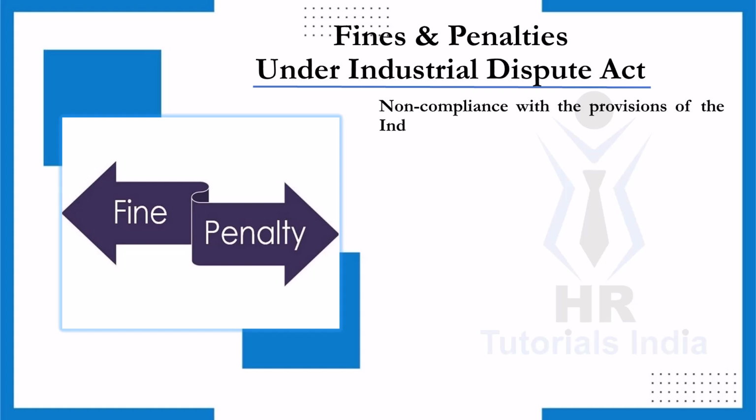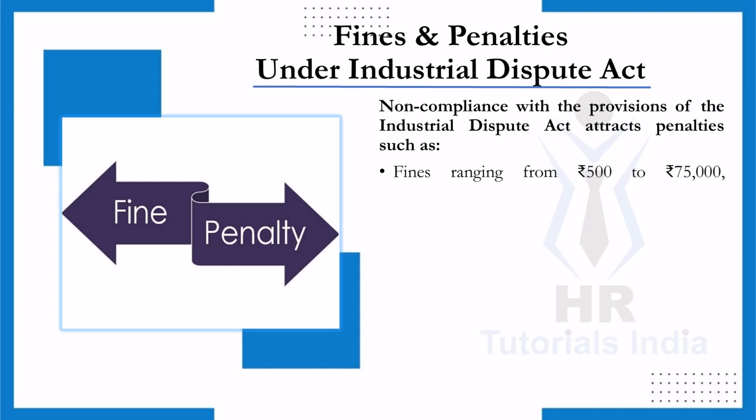Non-compliance with provisions of the Industrial Disputes Act attracts penalties. Non-compliance with certain provisions of the Act can result in fines that vary based on the severity and nature of the offence. These fines can range from 500 rupees to 75,000 rupees and are designed to penalize violations such as failure to follow dispute resolution processes or breach of employment regulations. The graduated nature of the fines helps tailor the penalty to the seriousness of the violation.